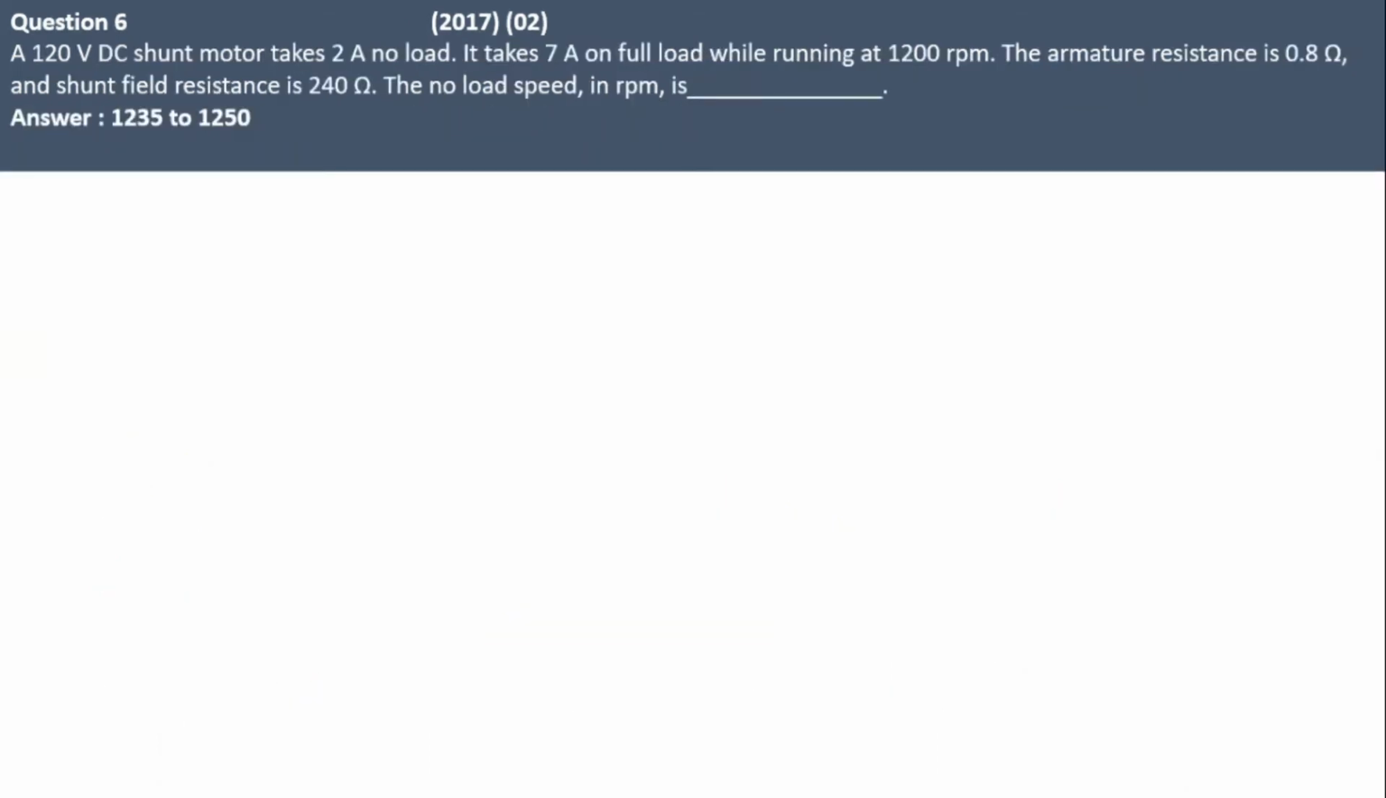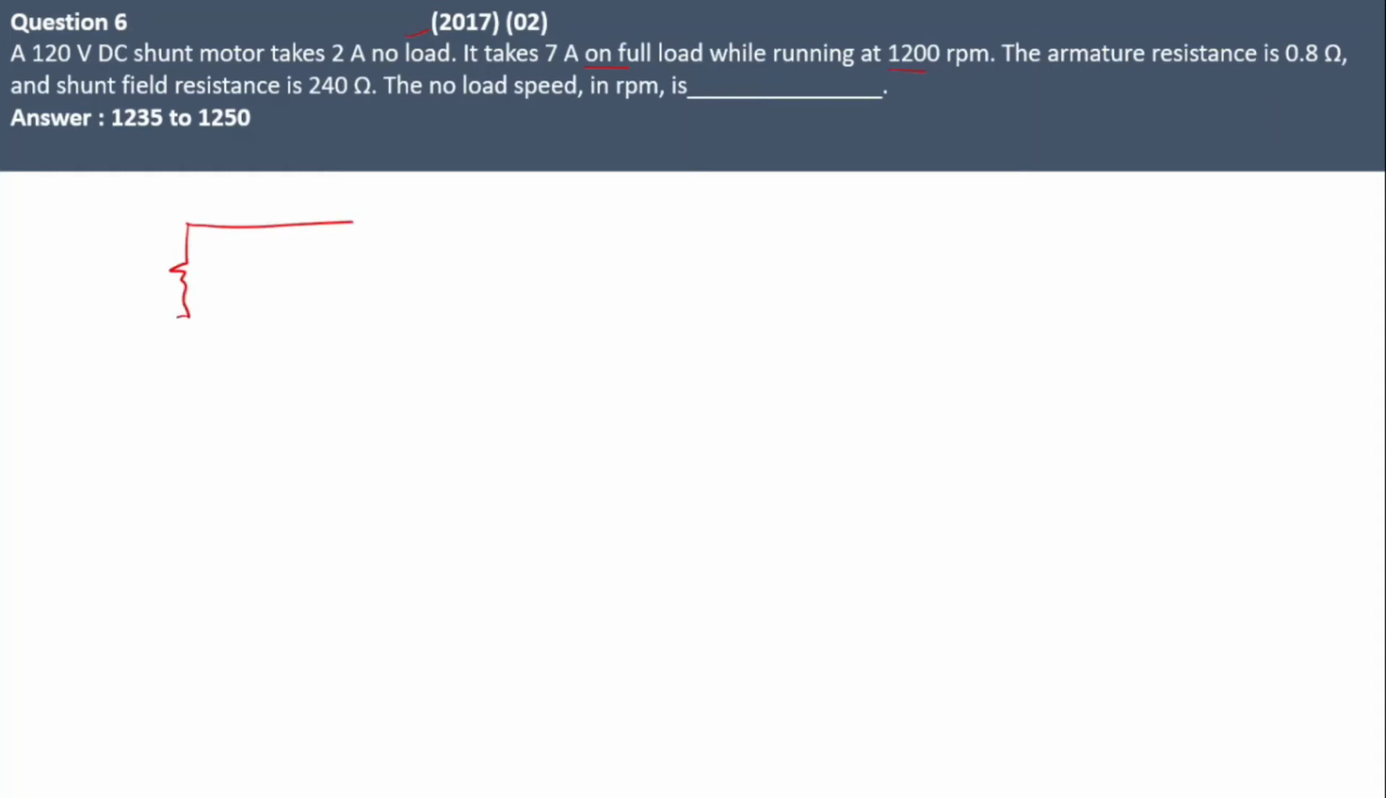See this numerical asked in GATE 2017. A 120 volt DC shunt motor takes 2 ampere at no load. It takes 7 amps on full load while running at 1200 rpm. It is on full load. The armature resistance is 0.8 ohm and shunt field resistance is 240 ohm. So let's see its circuit diagram.